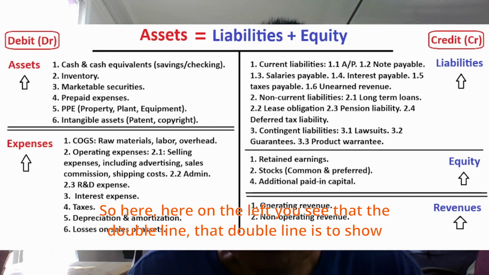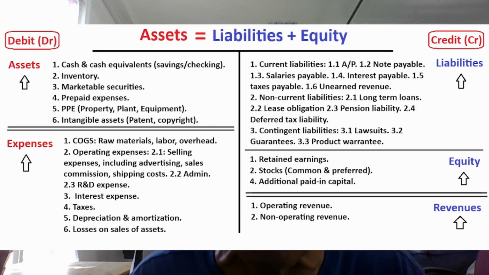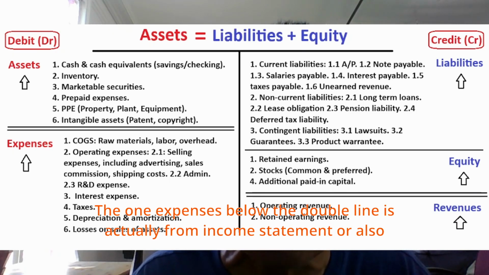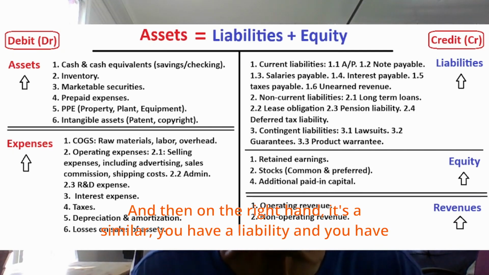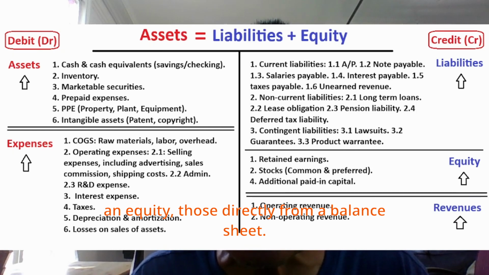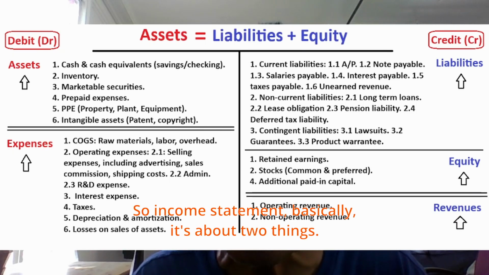Okay. So here on the left, you see the double line. That double line shows that the item is on the balance sheet. That's asset. The expenses below the double line are from the income statement, also called the P&L, profit and loss statement. And on the right-hand side, similarly, you have a liability and you have an equity. Those are directly from a balance sheet, but revenues will be from the income statement.